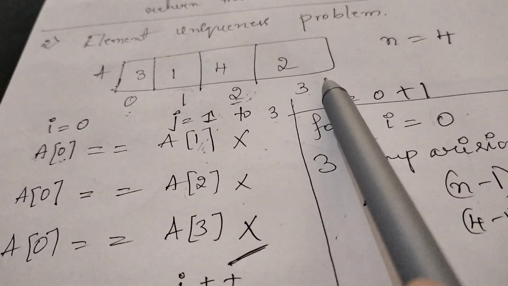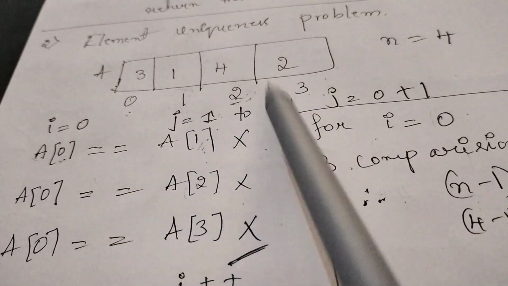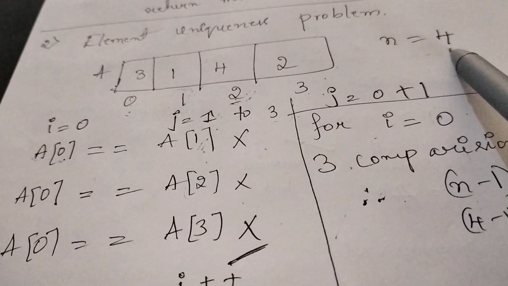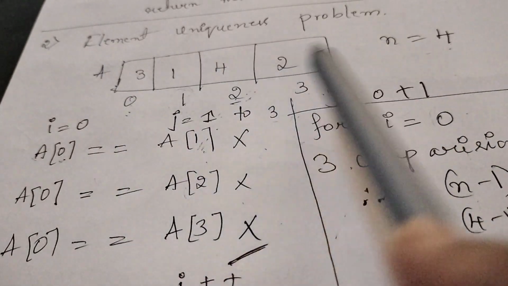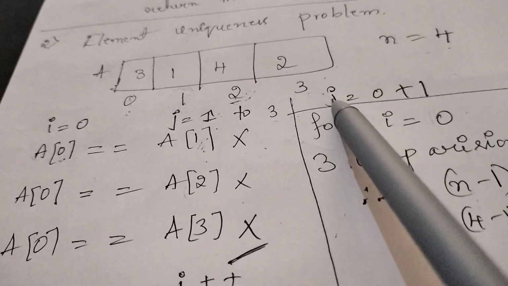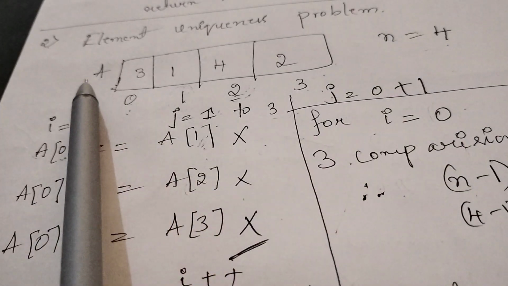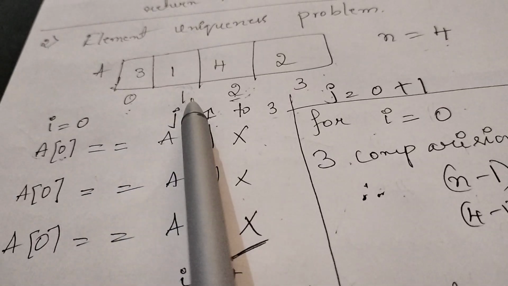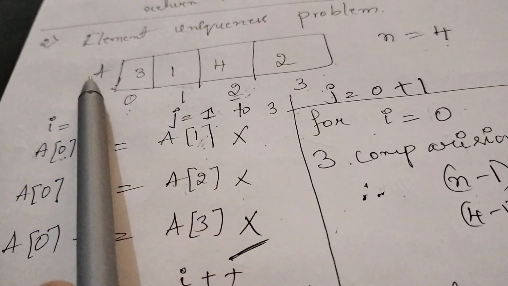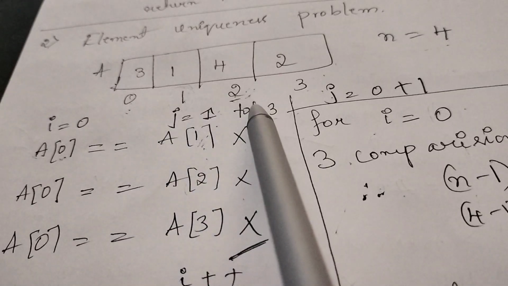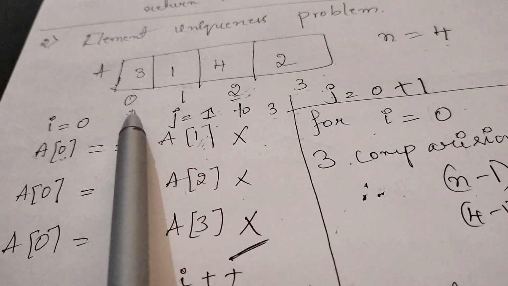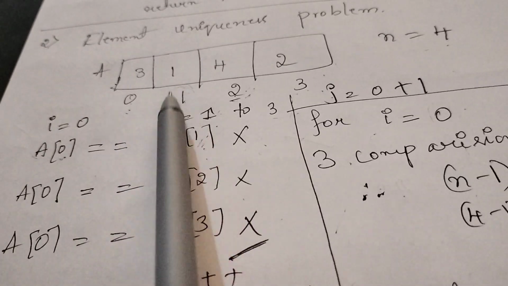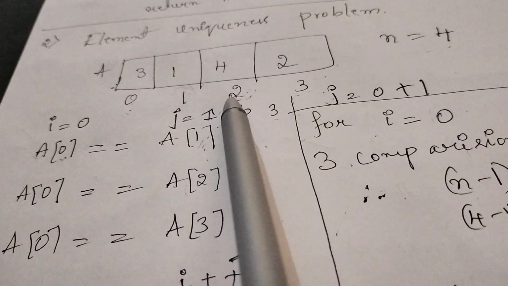I repeat once again. We require an array. Here I have taken the array size as 4, and the elements of the array are 3, 1, 4, 2. I should check the uniqueness of the elements. So what I do, I take a of 0 and compare it with a of 1, then a of 0 with a of 2, and a of 0 with a of 3 in the first iteration. And then I increment the value of I to point here and j to point to this location.